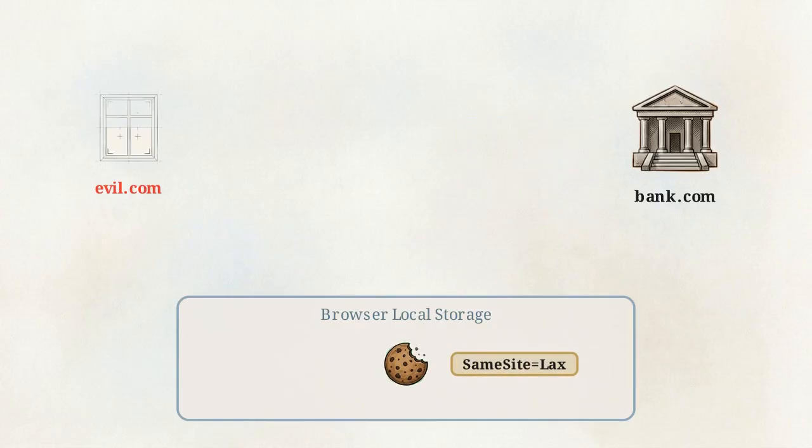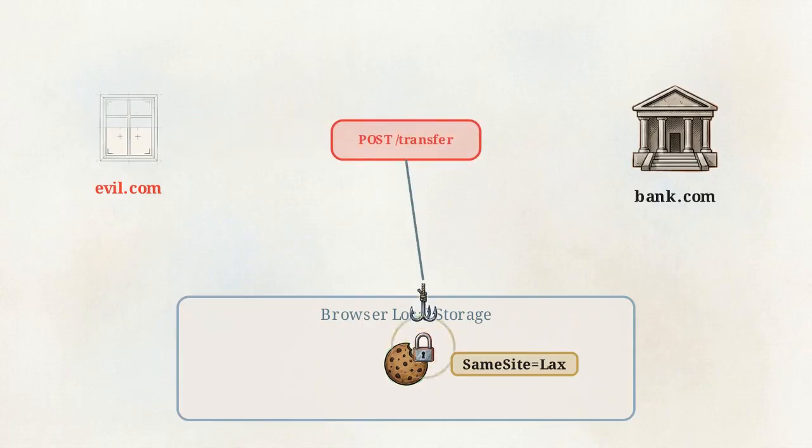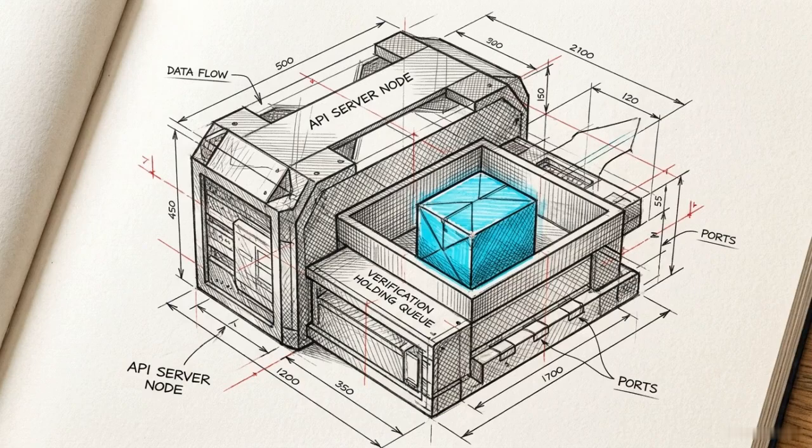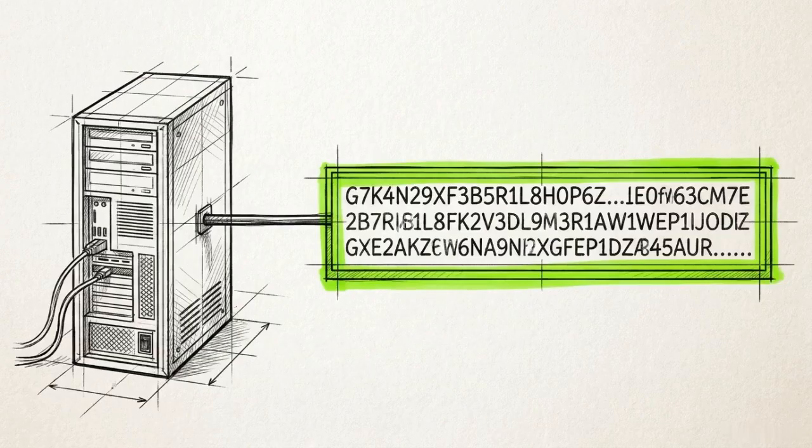With SameSite equals Lax applied, a padlock secures the cookie. When the cross-origin payload attempts to grab it, the padlock holds firm. SameSite provides strong baseline protection, but certain complex navigation flows can bypass it. For state-changing operations, you need an explicit verification step. This is the anti-CSRF token.